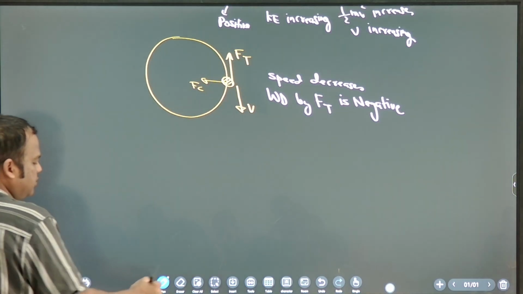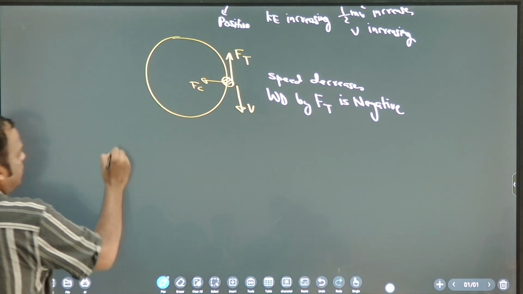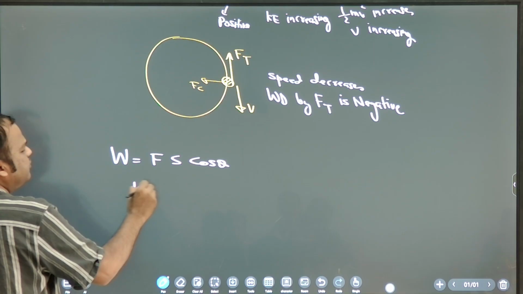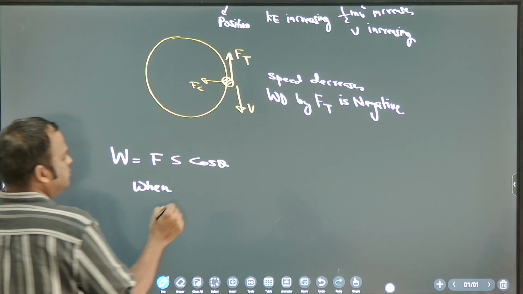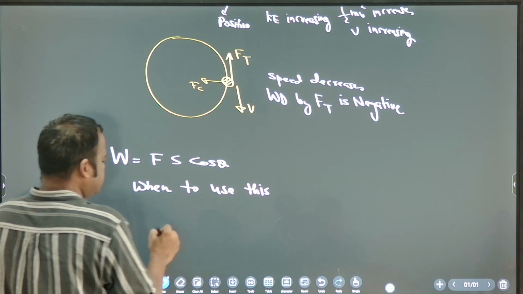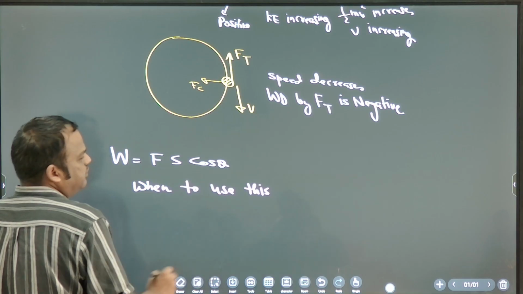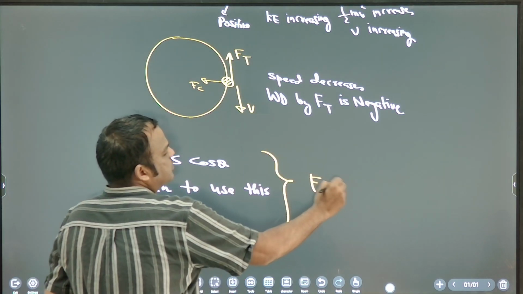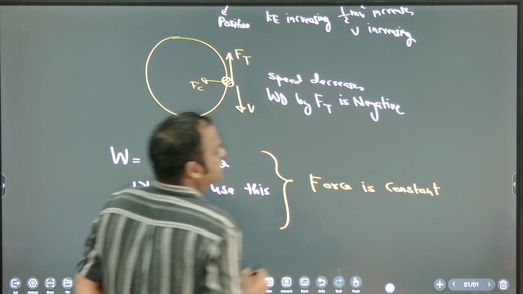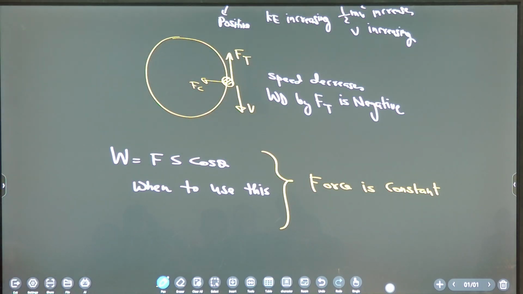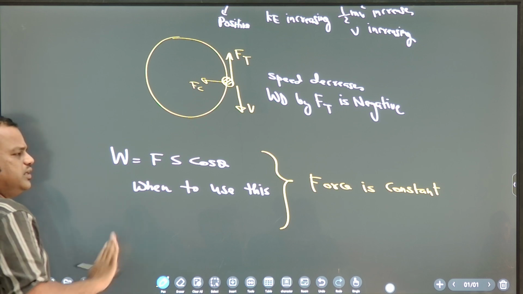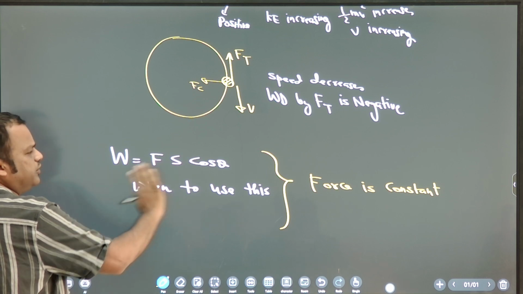Now we have the formula: work done is equal to Fs cos theta. When to use this formula? When force is constant, note down. Force is constant. Remember this. So when force is constant, we use Fs cos theta. When force is variable, we cannot use this.